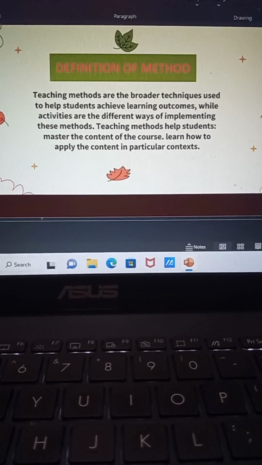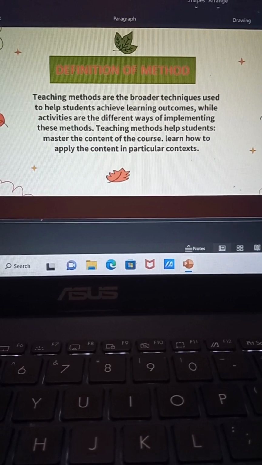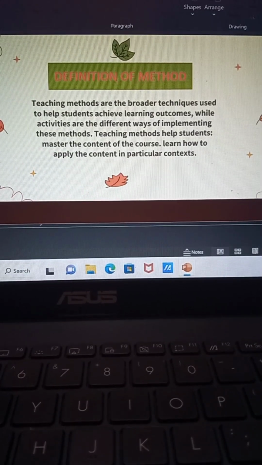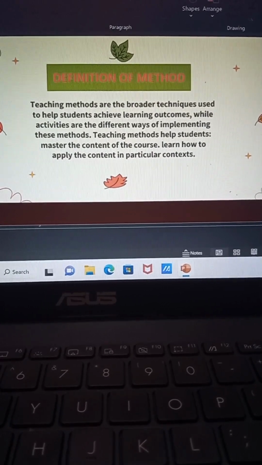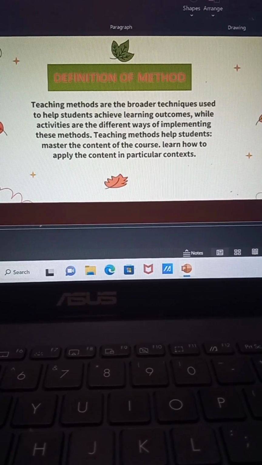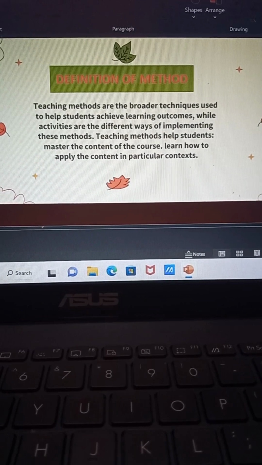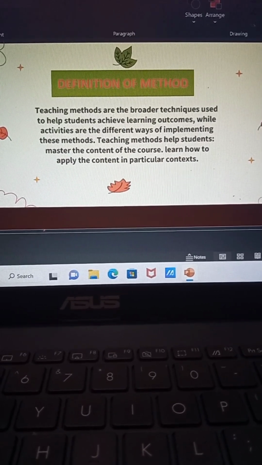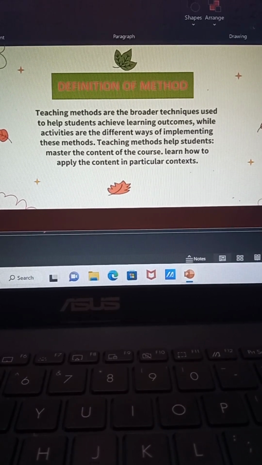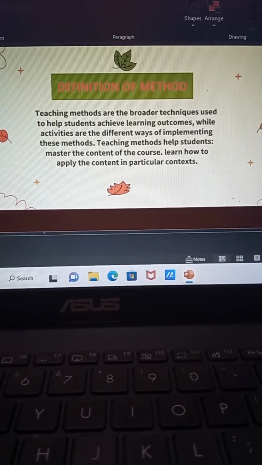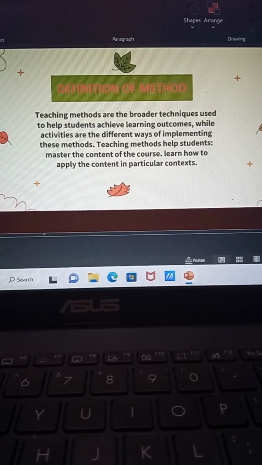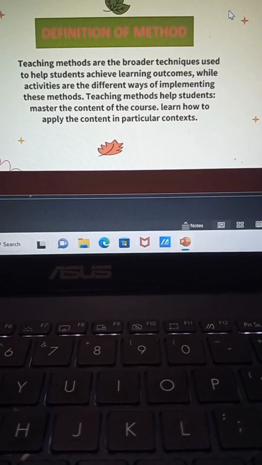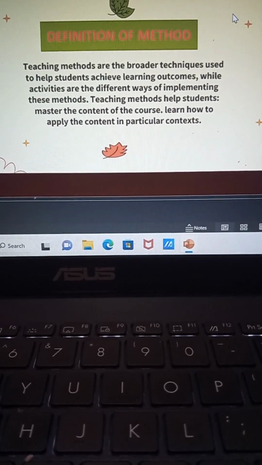The second definition: method. Teaching methods are the broader techniques used to help students achieve learning outcomes, while activities are the different ways of implementing these methods. Teaching method helps students master the content of the course and learn how to apply the content in a particular context.